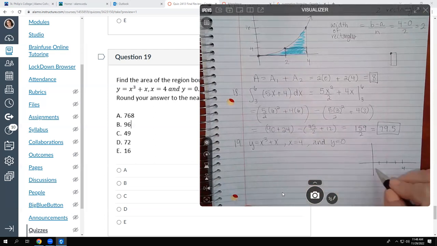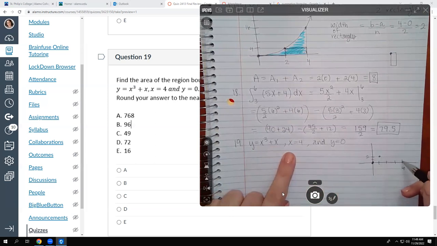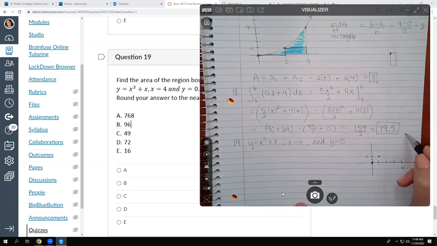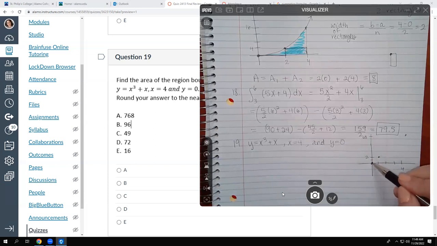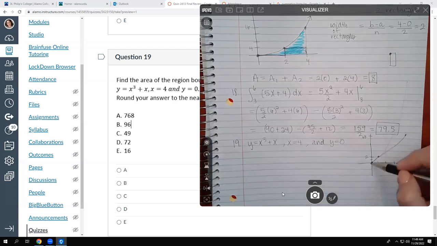1, 2, 3, 4. So if I plug in 0 into this, I'm just going to get 0, right? If I plug in 1, I'm going to get 1 plus 1, which is 2. If I plug in 4, what am I going to get? 4 cubed, which is 64 plus 4. That's going to be way up here, which is, I'm just going to call it 68. Okay. So it does look like it's supposed to look curvy, but I can't draw. And this is supposed to be like way up there. So it's supposed to look a lot more curvy like that, right?